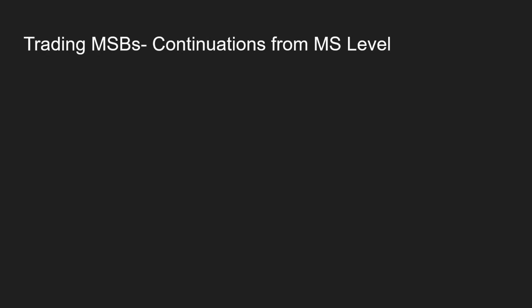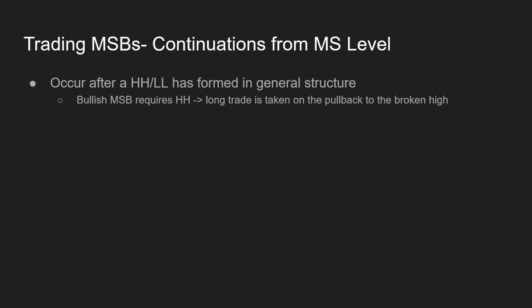So let's talk about the first trade entry setup, the continuation from the market structure level. So this occurs after a higher high and a lower low has formed in the general structure. So in a bullish market structure break, this is when price is coming down, and then we see a bullish market structure break, and we see some sort of reversal to the upside. This requires a higher high, where the long trade is taken on the pullback to the broken high.